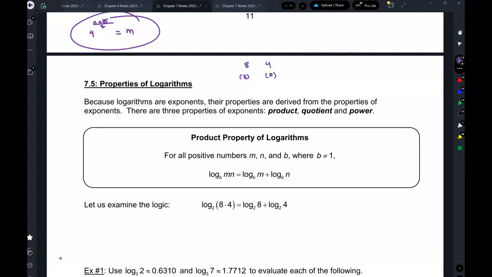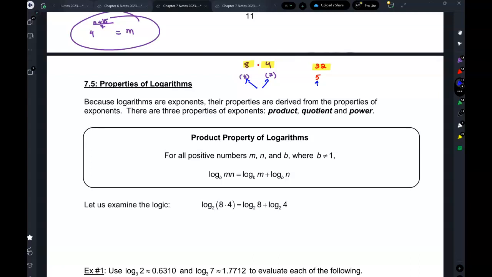Right, it's 2. Now, what is the exponent of 2 that would give you 32? That's the multiplication of 8 times 4. So what exponent of 2 would give you 32? Correct, that's 5. So what happened? When I multiplied 8 times 4, in order to get the exponent of the resulting product, I had to add the exponents of the individual parts.